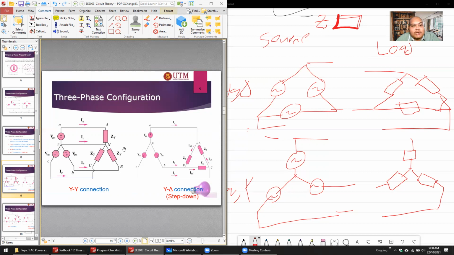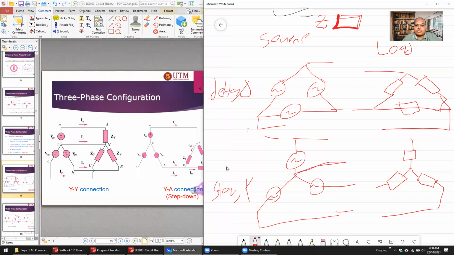But in the real world, there will be no balanced load. That will be discussed in the next subtopic, unbalanced three-phase system. There you can see the difference between with and without the neutral wire. This one is the neutral. Basically, you just add a wire here, or here. So star can be either without or with neutral wire.